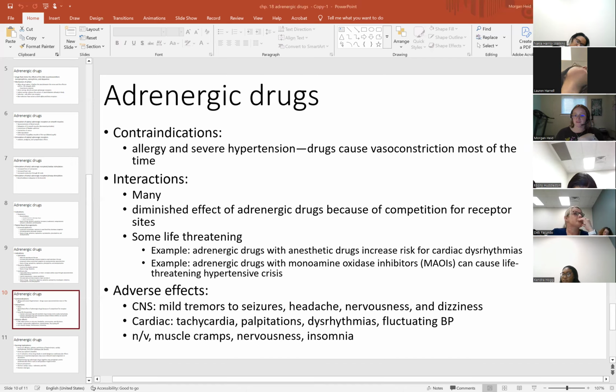If you take that with an anesthetic drug, something that's going to put you to sleep, that is going to have a risk of causing a cardiac dysrhythmia. Or if you combine any of these drugs with an MAOI, you have the risk of a life-threatening hypertensive crisis. If you remember from Pharm 1, the MAOIs have hypertensive issues to start with, and we know that these can accidentally cause vasoconstriction, right? So you have double hypertensive things happening at the same time. Does that make sense?